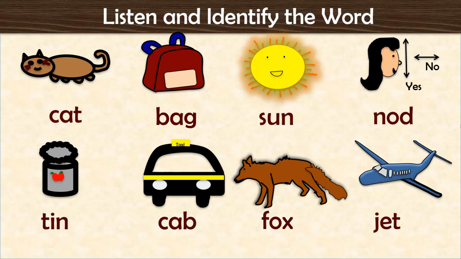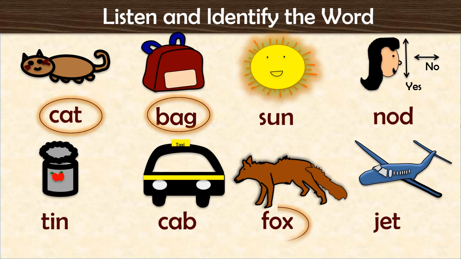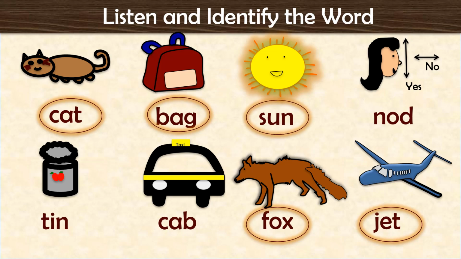Questions. Listen and identify the word. Cat, bag, fox, jet, sun, nod, tin, cab.